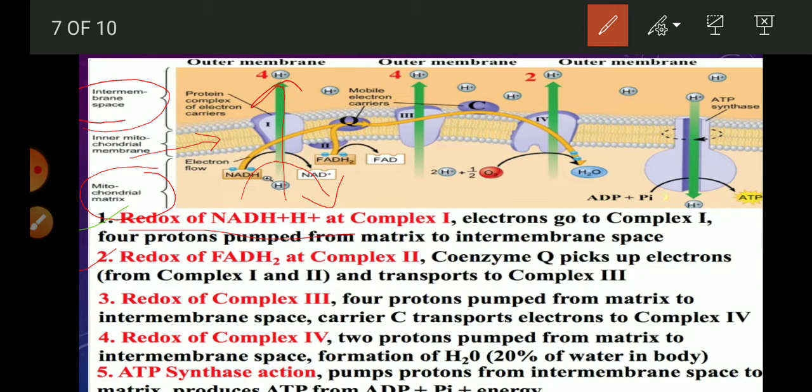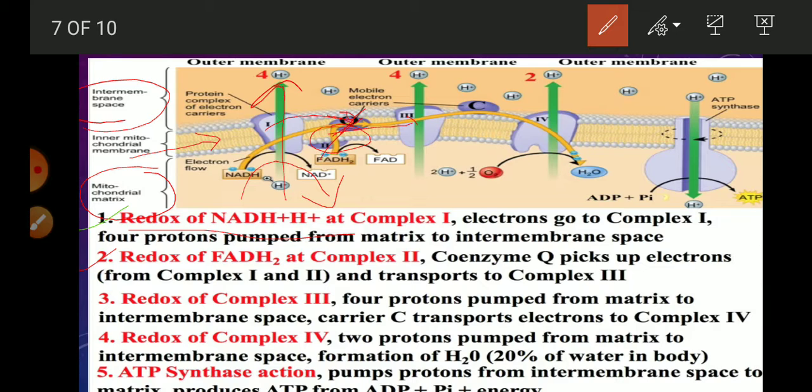Number 2 is the redox of FADH2, which is on complex 2, embedded here, and that is also the coenzyme Q. Here the coenzyme Q picks up the electrons from complex 1 and complex 2, and transports them to complex 3.